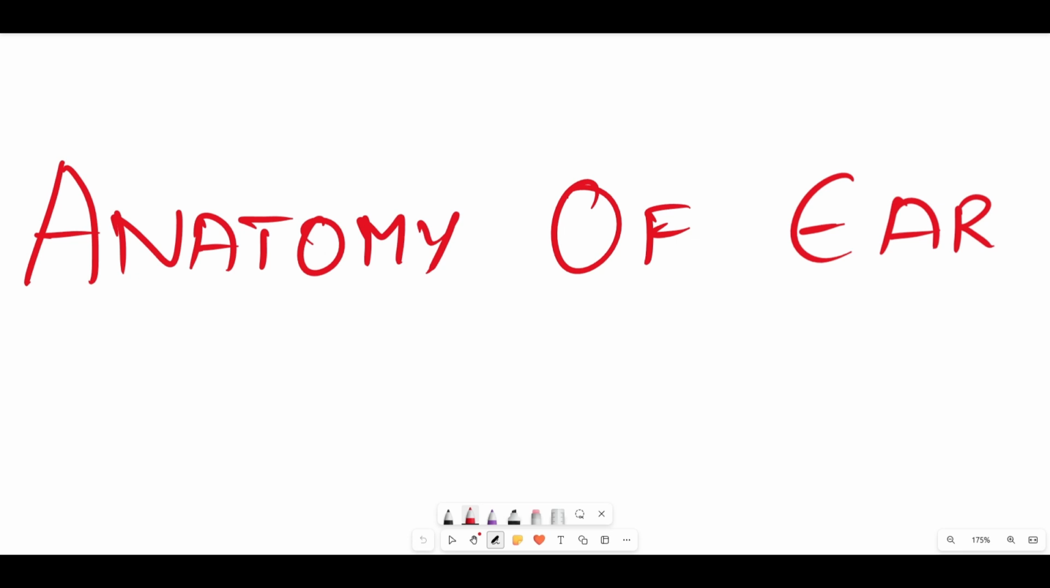Have you ever felt confident about a topic until the exam asked you, draw and label the diagram? That's where most students struggle, not with understanding but with connecting diagrams and theory.